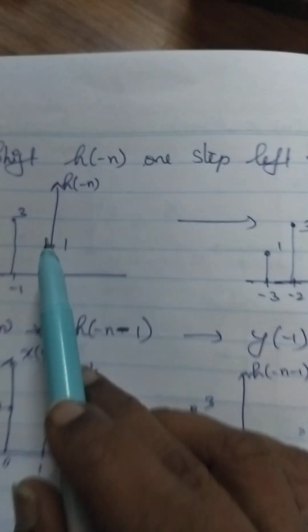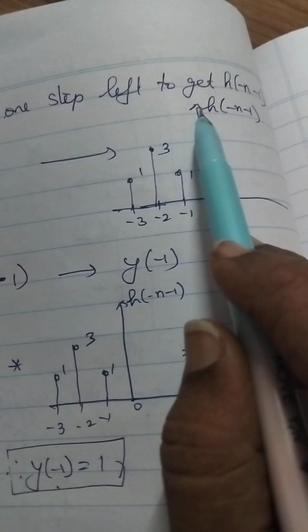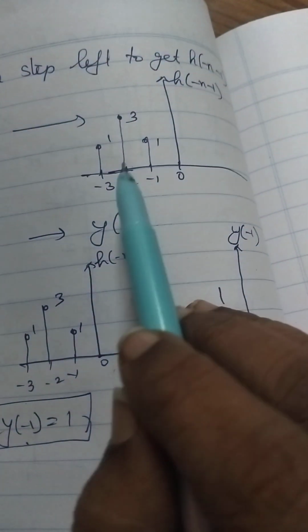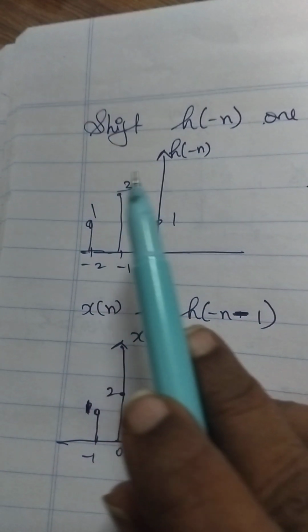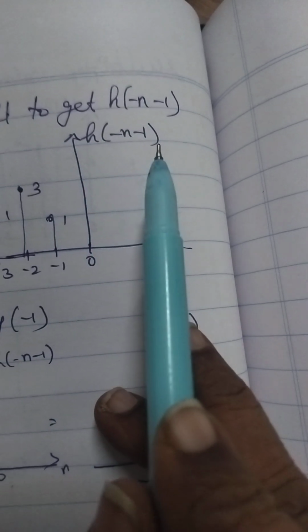Now how are you going to get your y of minus 1 answer? Here h of minus n is here. You are going to shift it one step towards the left to get this one: minus 3, minus 2, minus 1. It is shifted once. This value is shifted one step to the left hand side, so minus 2 goes to minus 3. This is nothing but h of minus n minus 1.